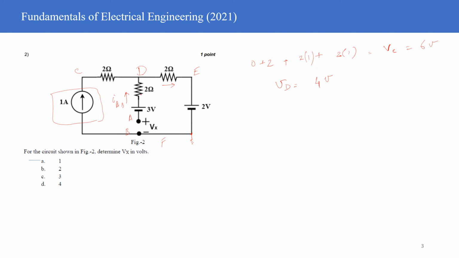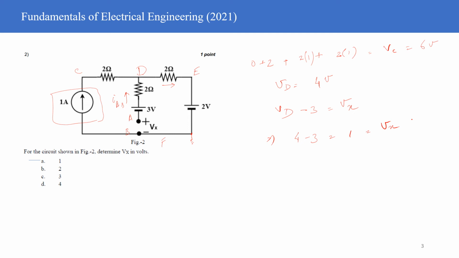No current is flowing in this particular branch, so I know that the potential drop here is going to be 0. So I know that Vd minus 3 volt is nothing but Vx, correct? So from here I can get 4 minus 3 equals 1 equals Vx. So it's very simple. You can write it as a KVL equation, right?